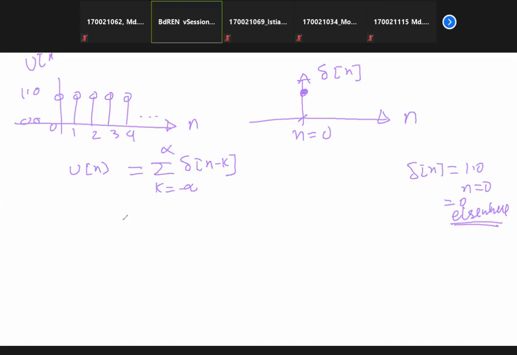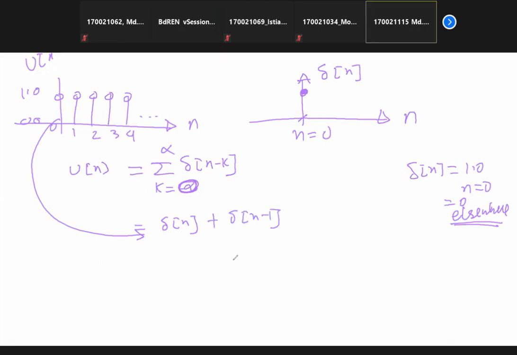Consider k equal to 0. If we set k equal to 0, then this will be equal to delta n, isn't it? Okay, fine. For k equal to 1, it is delta n minus 1, isn't it? It is a shifted version of your delta.